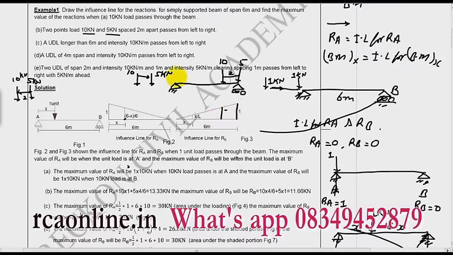Okay, so what is this distance? This distance is 4. So what is this ordinate now? It will be 4 by 6 and this will be 1. So multiply it by 10 and multiply this by 5. So what is the maximum value of RB? RB is 4 by 6 into 10 plus 5. So this gives you 11.66 here.